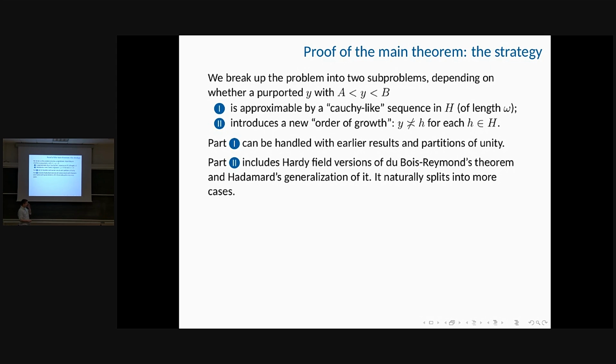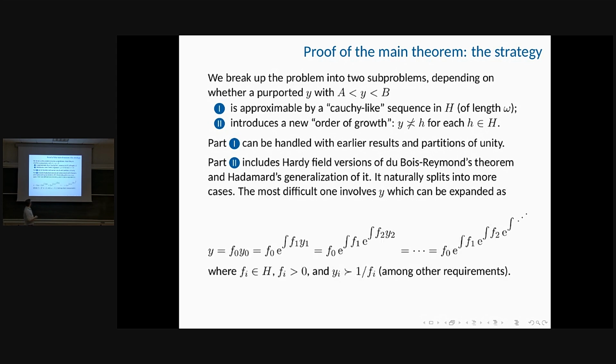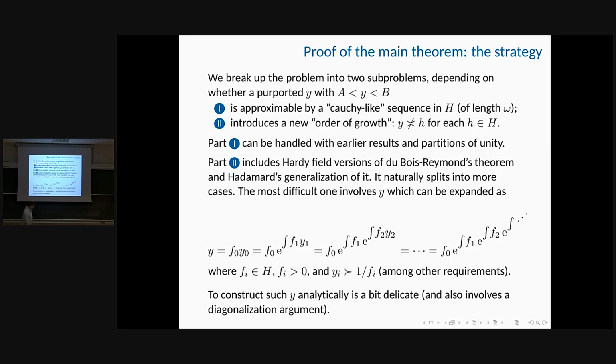This gave us a way of splitting this up into further cases. This in particular is now literally the situation of Du Bois-Reymond, where these f_i had different orders of growth, and we were trying to find an element with another new order of growth to fill in this gap. The most difficult case involved certain Y's which can be expanded in an iterative way, which I indicate here. They solve some sort of functional equation given by a sequence of elements in the given Hardy field, and you needed to find such a Y. First of all, you needed to find a solution at all, but also one that lives in a bigger Hardy field. This was a bit delicate.